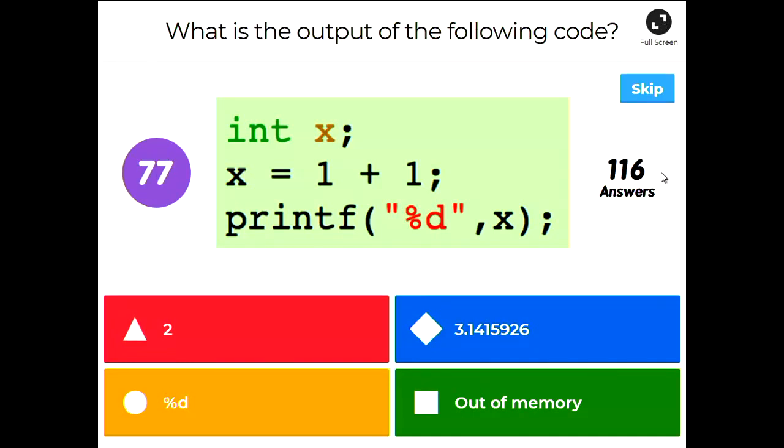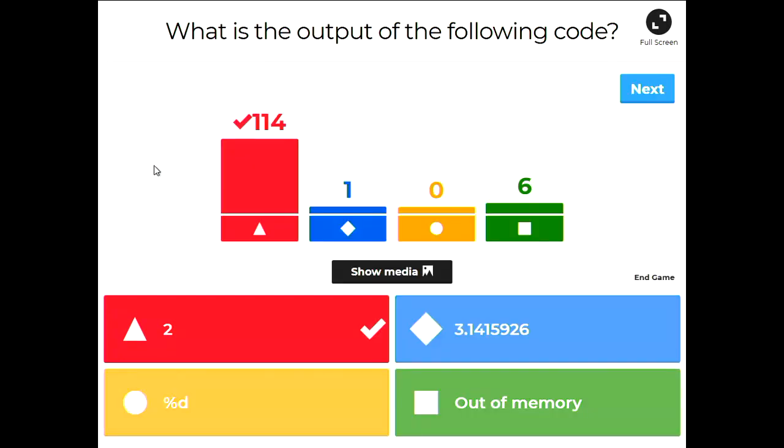All right, once everyone has selected an answer, this would continue. You also see a timer counting down. Very good.